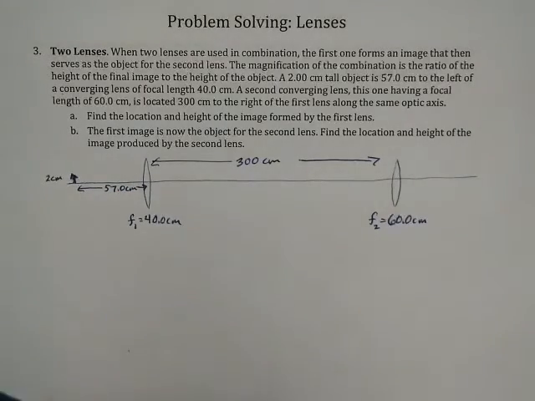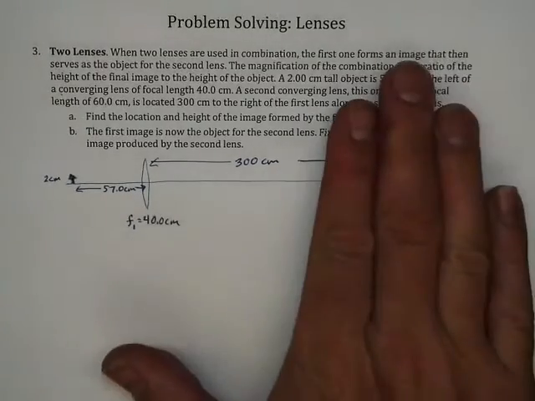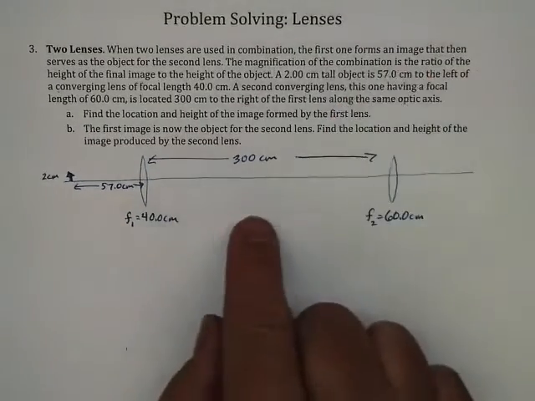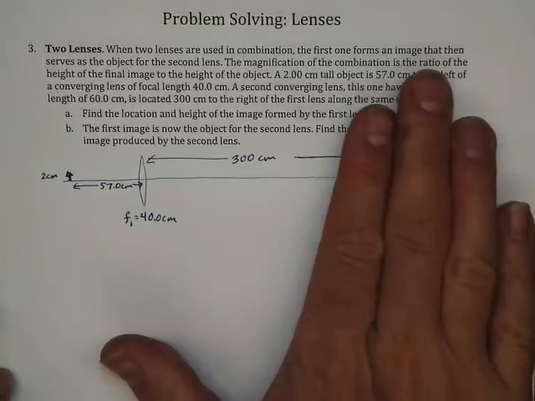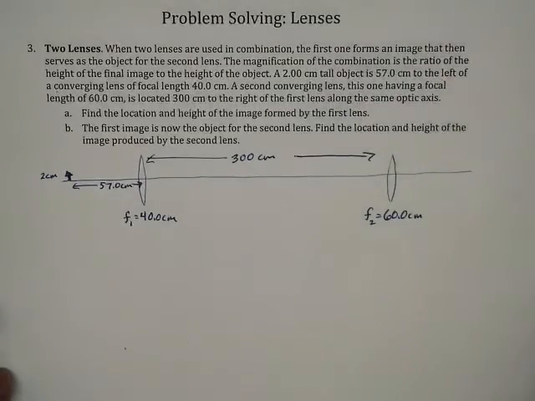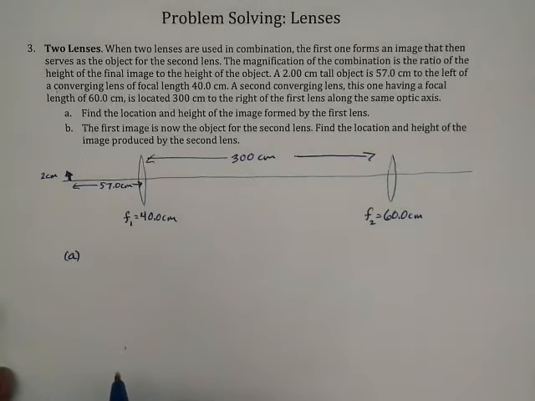So like we do so often in physics, we're going to solve this with superposition kind of thinking. In other words, find the effect of one lens, ignoring the second lens, and then find the effect of that through the second lens, and then put both of those two results together to get my final answer. So I'm just going to ignore this lens on the right for the time being and find the location and the height of the image formed by the first lens, as part A asks me to do.